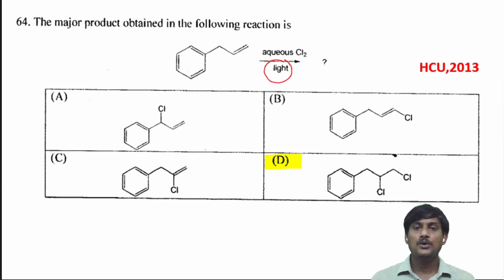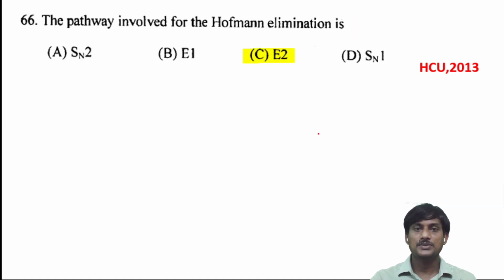The major product obtained in the following reaction is: in aqueous Cl2, even if you use the light in polar solvents, there is no formation of free radicals. So here simply there is an electrophilic addition reaction that takes place. So when there is electrophilic addition reaction, here there is addition of chlorine, here also there is addition of chlorine. So D is the correct option.